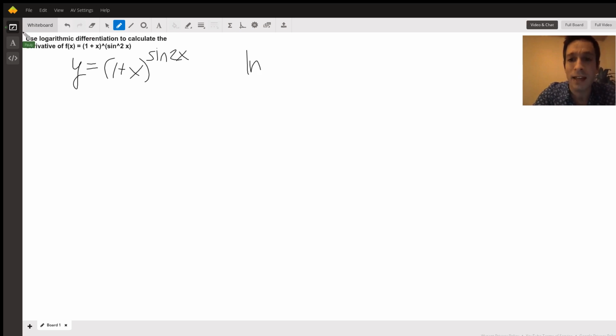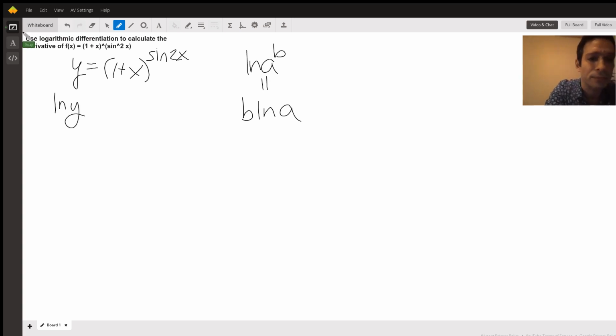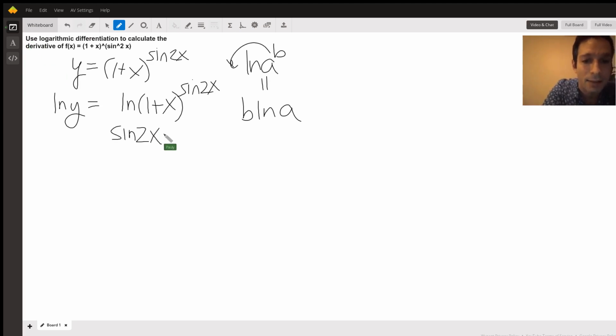if I have the ln of a to the b power, well, you can throw down the b and make it a coefficient. So if I apply the natural log to both sides, what you do to one side, you must do to the other. You can actually make the sine of 2x a coefficient instead of an exponent. And that would resolve our annoying problem of having it there in the exponent's position. So we're literally going to throw it down here. So ln y equals sine of 2x times the ln of 1 plus x.